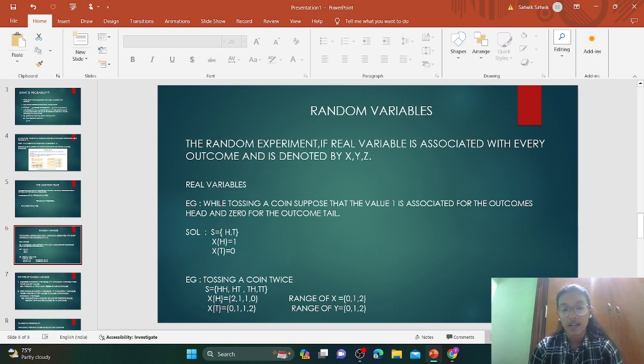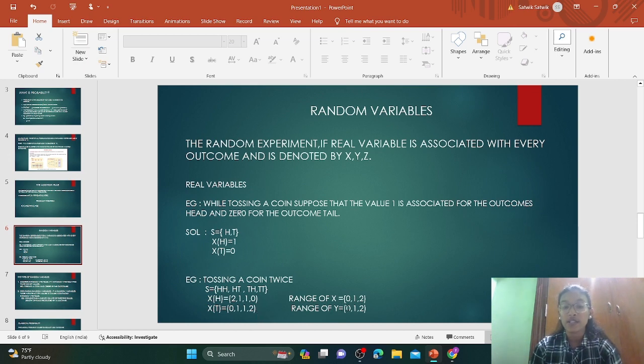So X of H, I will tell you what X of H is. See here, head is represented 2 times, so it will be 2. Here head is represented only 1 time, so that is 1. Here head is represented 1 time. Here there is no head, so that is 0. Next one, X of T. Because in HH there is no occurrence of T, that is 0. HT, that is 1. TH, there also 1. In TT there are 2 occurrences of T, so that is 2.